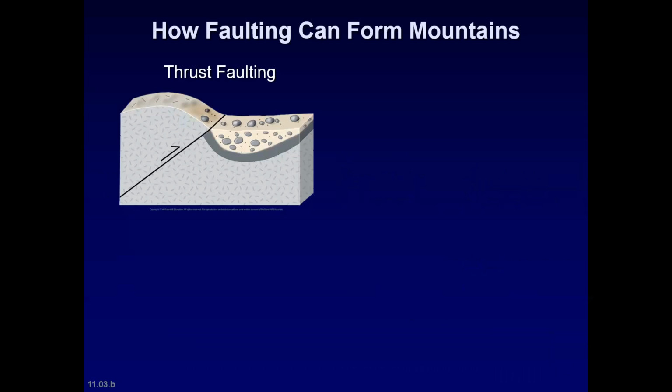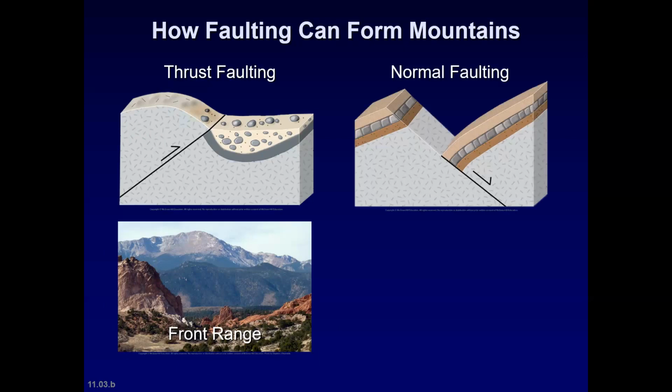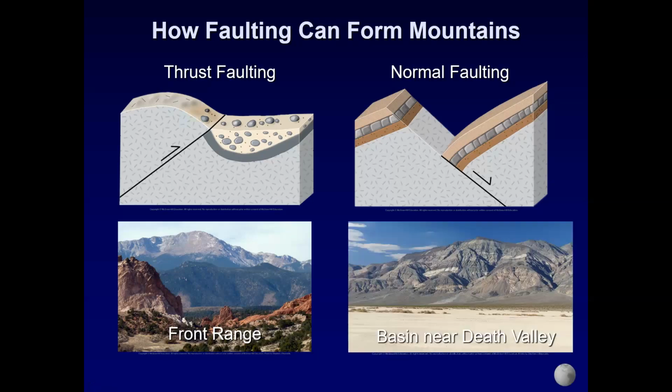All right, so faulting can result in the formation of mountains. Here's a thrust fault. If the overthrust block is uplifted faster than it is eroded, then we get a nice little mountain. We see that in Colorado's Front Range or the Rocky Mountain Front in Montana. You can also get mountains forming through normal faulting and extension. So one block is going to slip down, forming a basin. The other block remains high, forming a local mountain. And here's the basin near Death Valley.